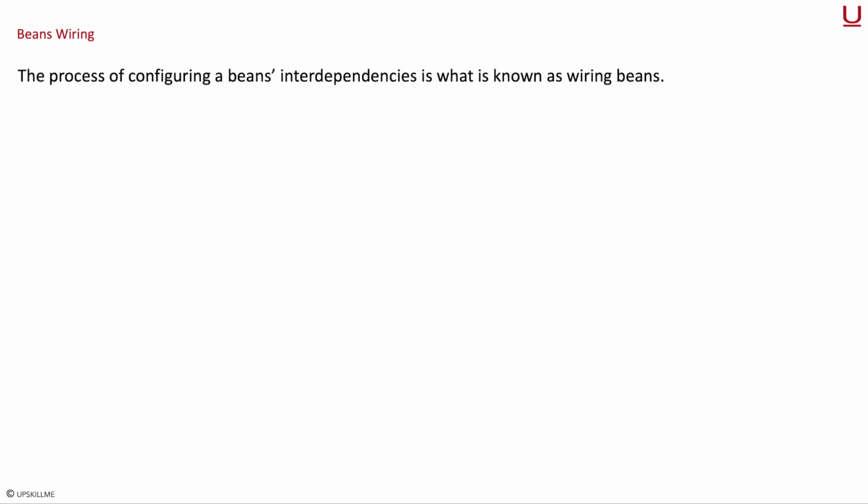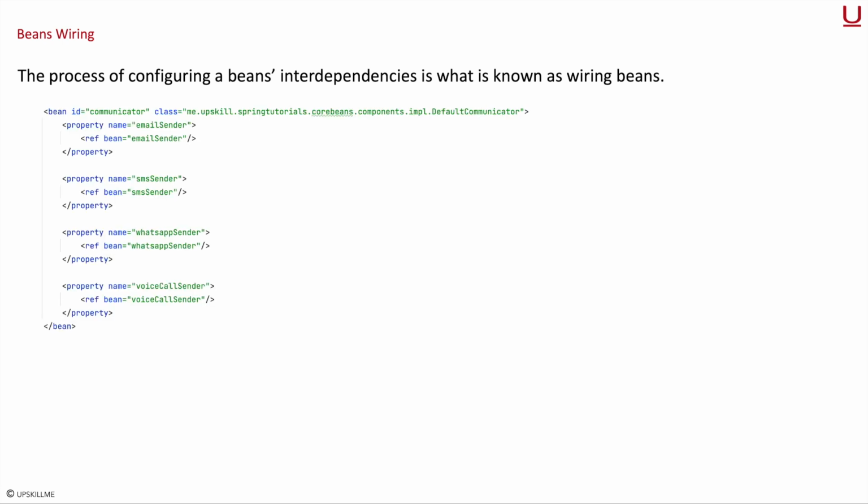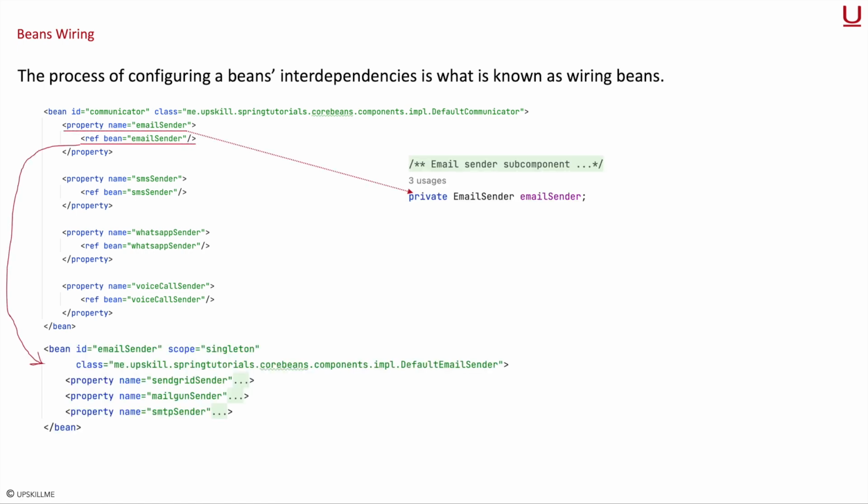The process of configuring a bean's interdependencies is what is known as wiring beans. So far, we have used XML configuration to wire beans. Here, I am using property element to select a class property and using ref element to reference another bean in the Spring container.